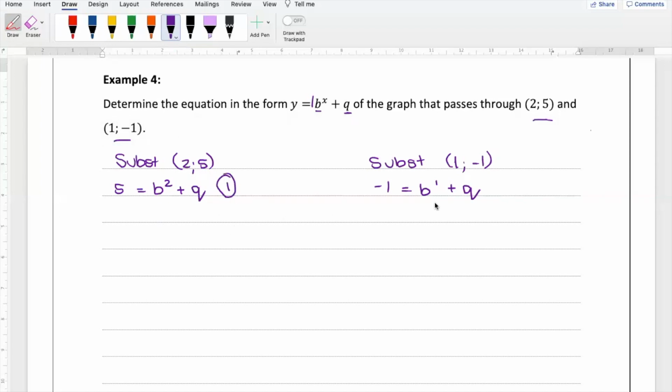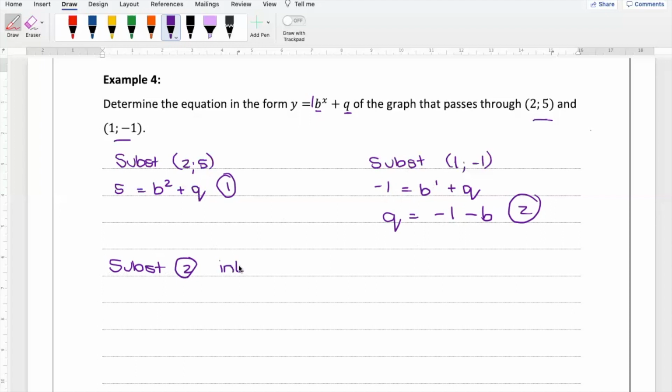Let's label this one number 1. And here, instead of writing it like this, I'm going to set it as q is equal to. So I'm going to say q is equal to minus 1 minus b if I take that b over. Okay, so let's make that equation 2. Let's substitute equation 2 into 1.